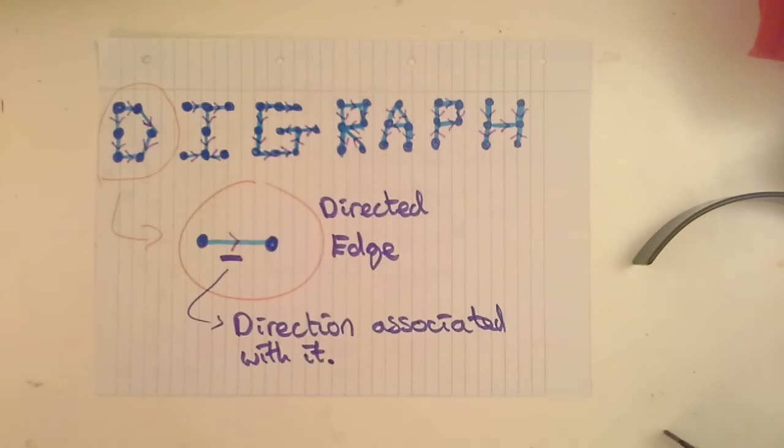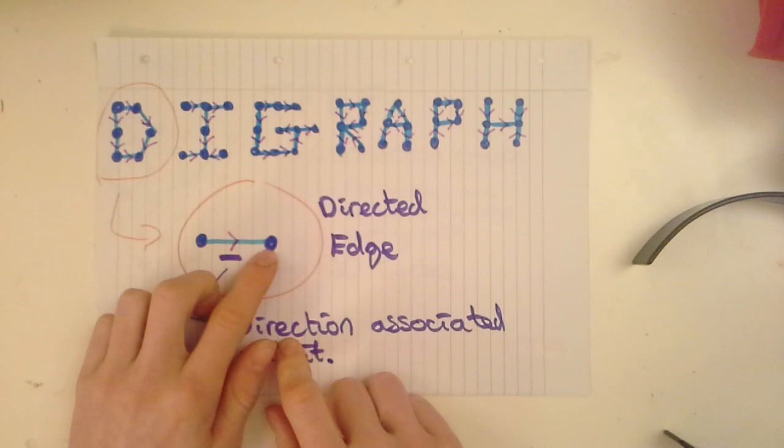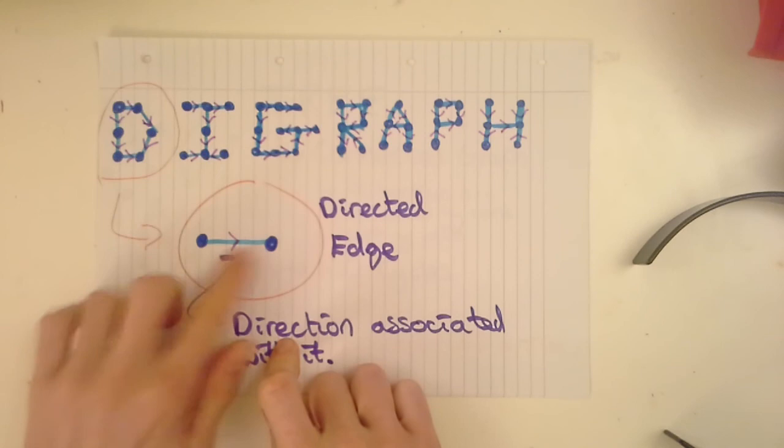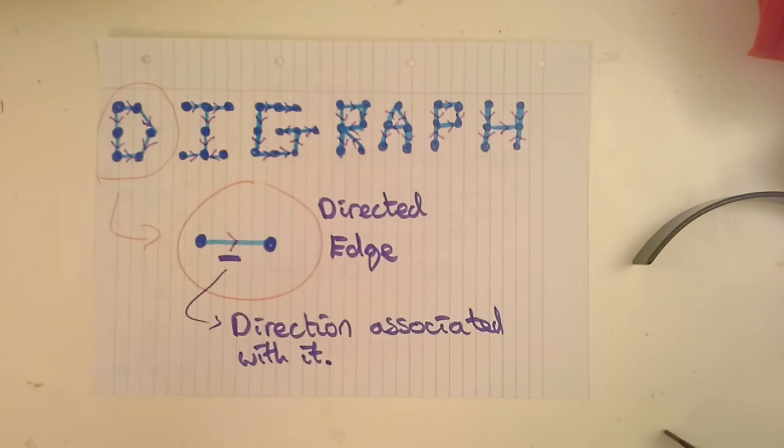A digraph means that the edges on the graph are directed edges. They've got some sort of direction associated along with it. So perhaps if you had some sort of graph or diagram to represent a project or a task or something like that, then you might have arrows going from one vertex to another to represent, well, we can't go from task 4 to task 3. We're going to do task 3. After that, we're going to move on to task 4. So there's some sort of direction associated with this edge. So a digraph is just a graph that's got directed edges with it.